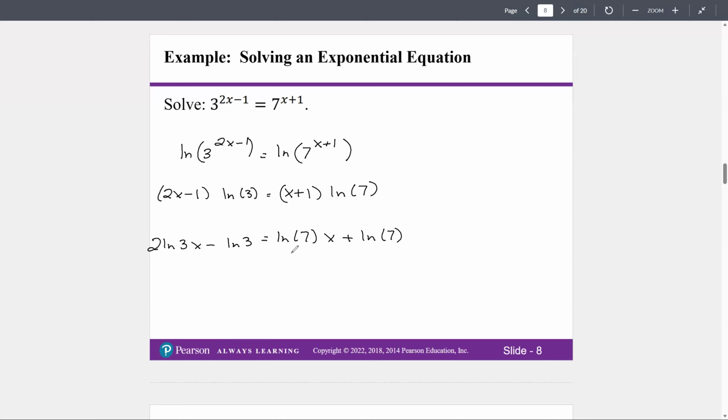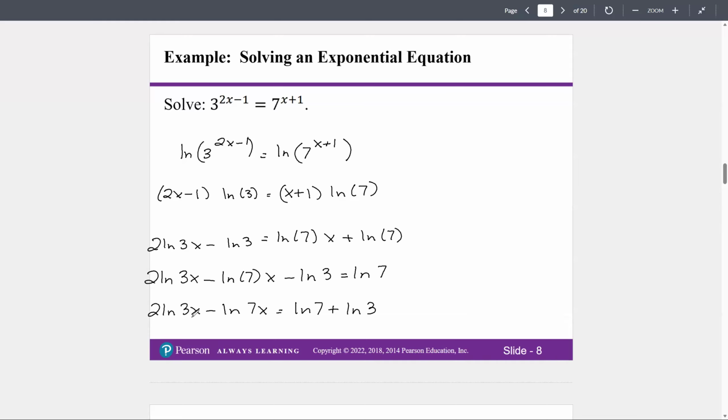So we want to put our x's together. So I'm going to subtract the log 7 x from both sides. So we have 2 log 3 x minus log 7 x minus log 3 equals log 7. Then I'm going to add log 3 to the other side, so the terms with the x's are together, and then the terms with no x's are together. So my x's are over here. So the only thing that's different than doing any kind of other linear equations is that we have these natural logs kind of causing us some issues here.